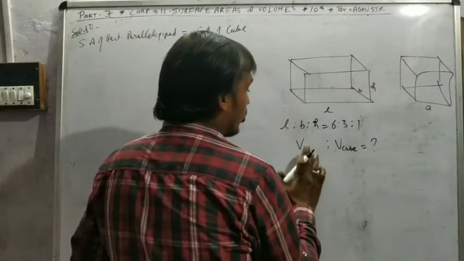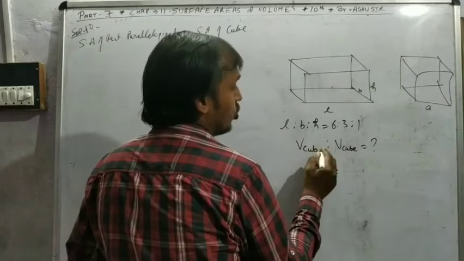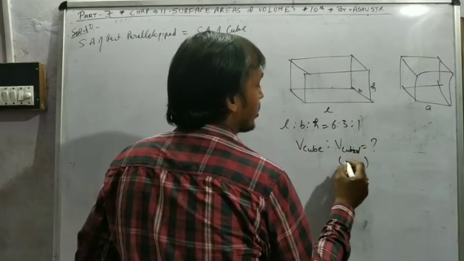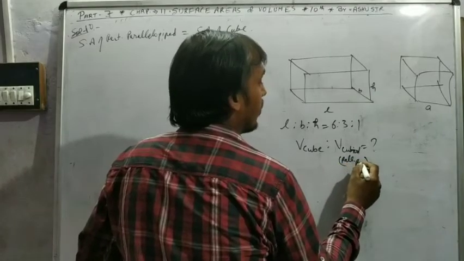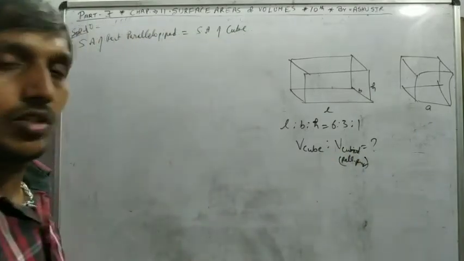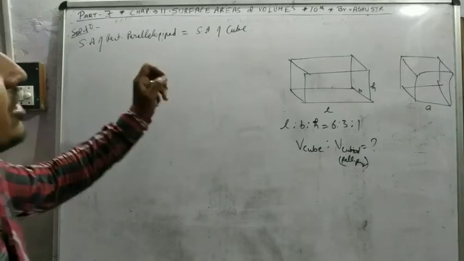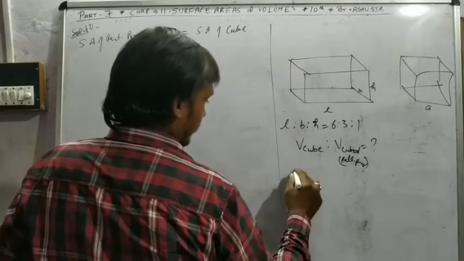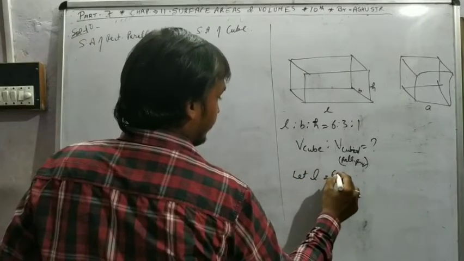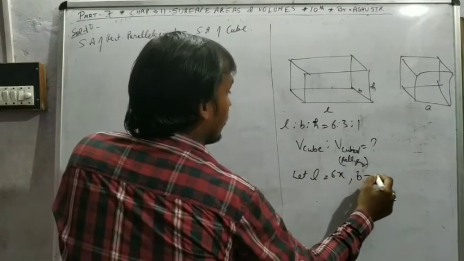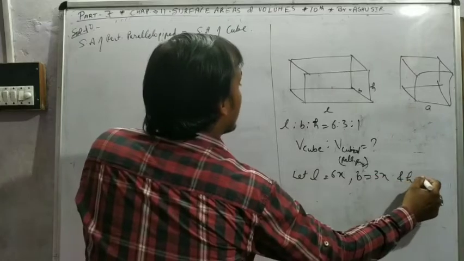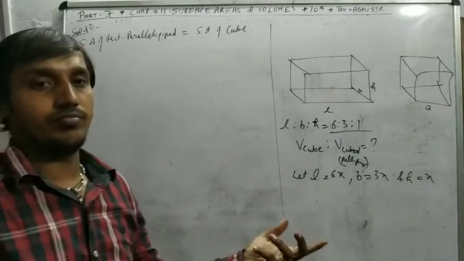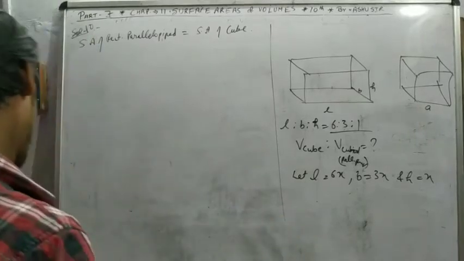First word is the cube, so we can take the ratio in first cube, then the cuboid, or you can say parallelopiped. So first we create the relation. Let length 6x, breadth 3x, height x, ratio convert into the value form, then solve it.